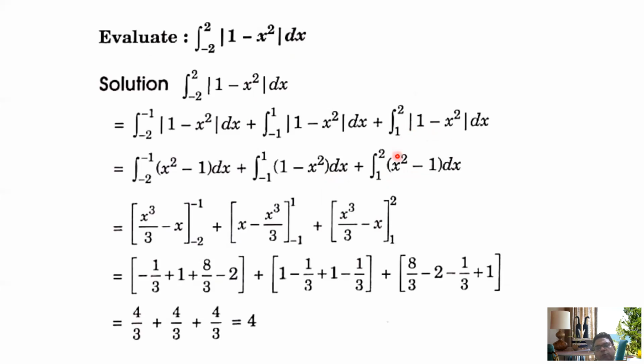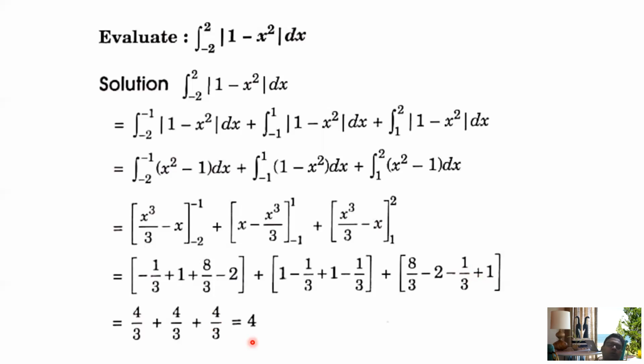One to 2 negative positive value, that is x square minus 1 whole square. That is from here x cube by 3 minus x plus x minus x cube by 3 minus 1 to 1 plus x cube by 3 minus x 1 to 2. Simplify this, upper limit, that is half 1 by 3 minus 1 by 3 plus 1 plus 8 by 3 minus 2. So from here we are getting 4 by 3, and 1 minus 1 by 3 plus 1 minus 1 by 3, that is 2 by 3 into 2, that is 4 by 3, and from here 8 by 3 minus 2 minus of 1 by 3 minus 1. Ultimately you have 4 by 3.